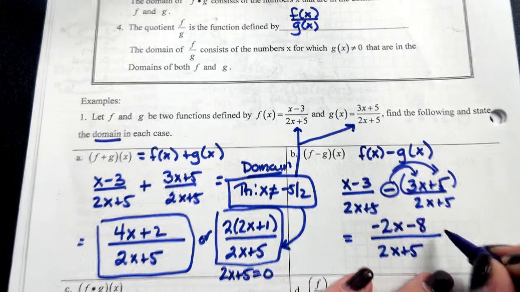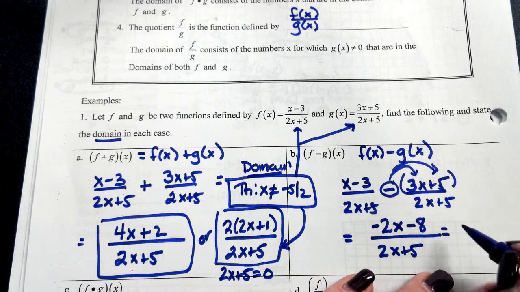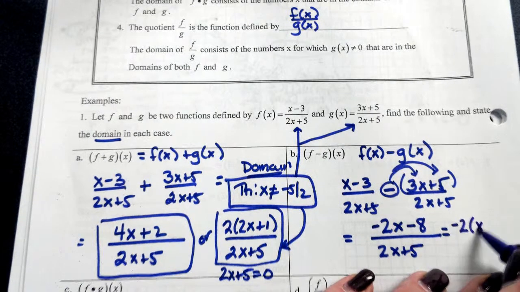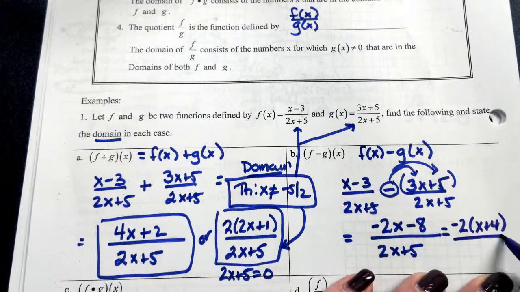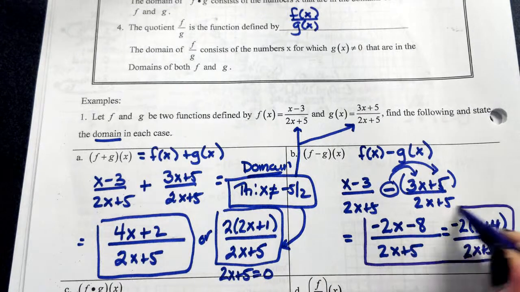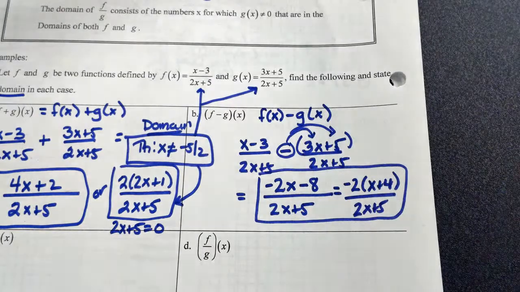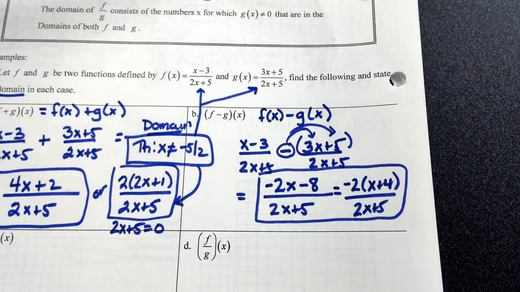And again, make sure that your answer is in simplest form. I can factor out a negative 2, and that's going to give me an x plus 4 over 2x plus 5. So again, your fraction can't be simplified, so either answer would be acceptable. All right, so any questions on subtracting two functions?